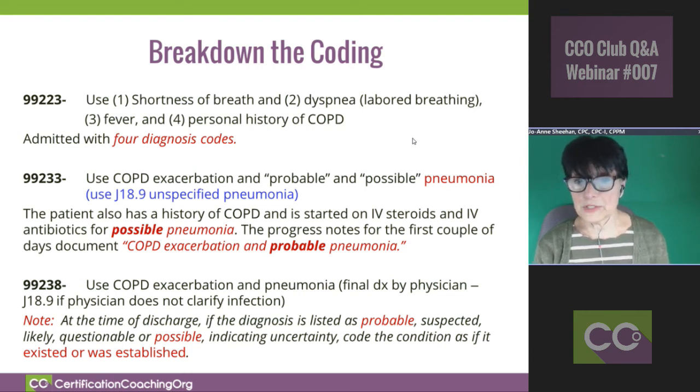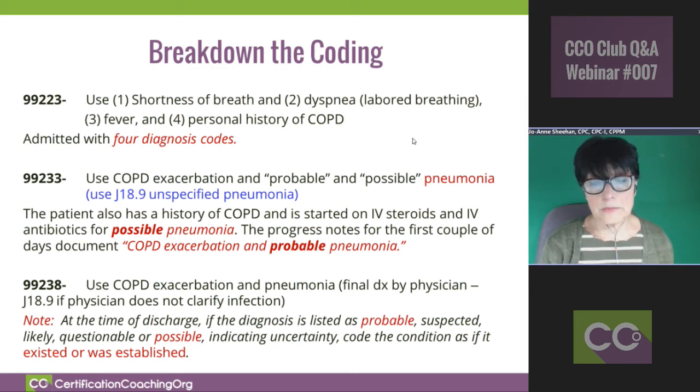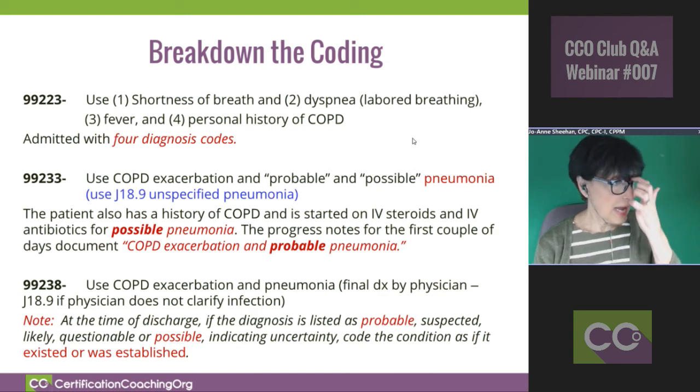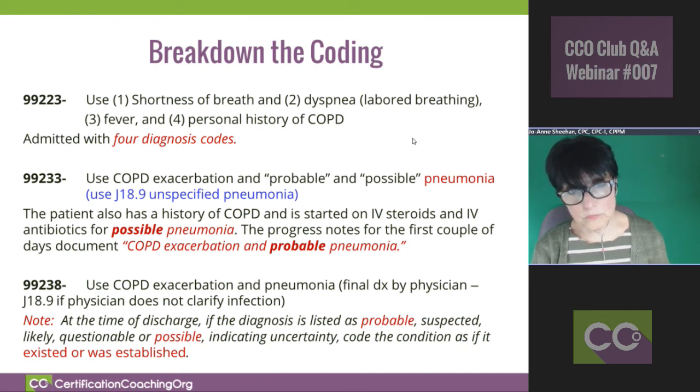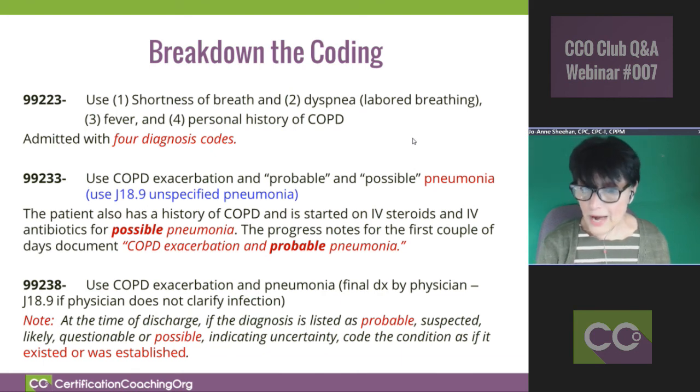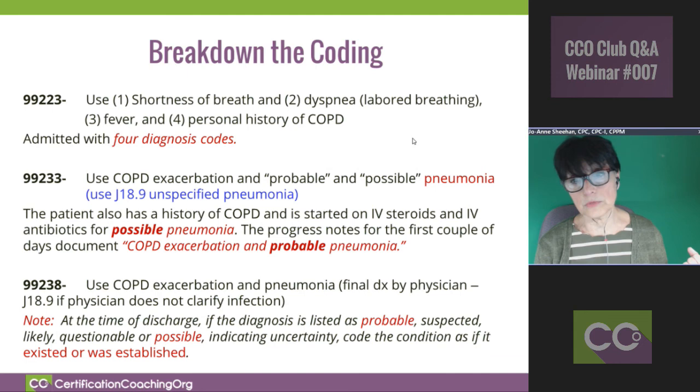Use COPD exacerbation and pneumonia because the doctor wrote in his final documentation, final diagnosis by the physician was COPD and pneumonia. So we would only use the J18.9 because the physician did not clarify any type of infection associated with that pneumonia. So just telling you that depending on where you're at, and again, at the time of discharge, if the diagnosis was still listed as probable or possible, indicating uncertainty, you would code that as if the patient already had pneumonia or it was an established pneumonia.